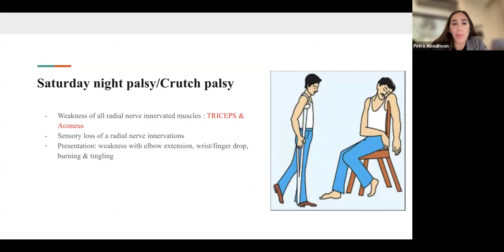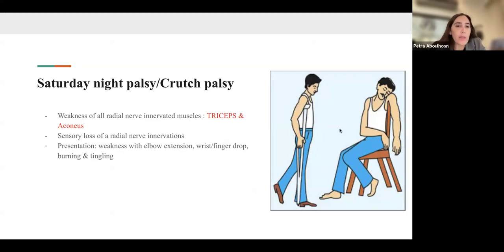We call it Saturday night palsy or crutch palsy. What happens when someone uses it the wrong way and they put too much pressure on their axilla, they can compress the radial nerve in the armpit. Or when they say Saturday night palsy, someone had too much to drink alcohol, and they sleep in the wrong way, putting pressure, such as this photo right here, at the armpit as well.